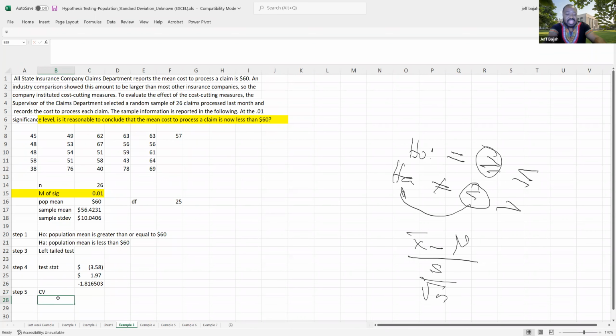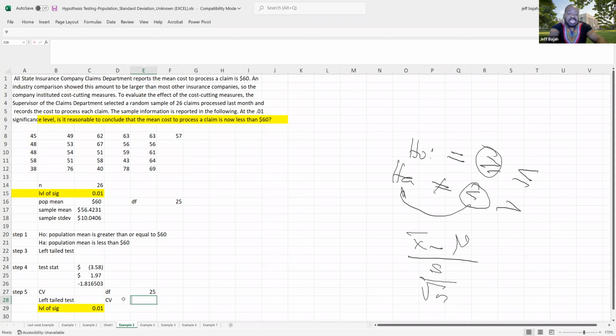So we know that this is a left tail test, right? A left tail test. We also know that our level of significance is 0.01. So I'm just going to copy that here. And the third thing is that we know our degrees of freedom is 25. So we got all our values here. All right. So now that we have our values, we can now find our critical value.